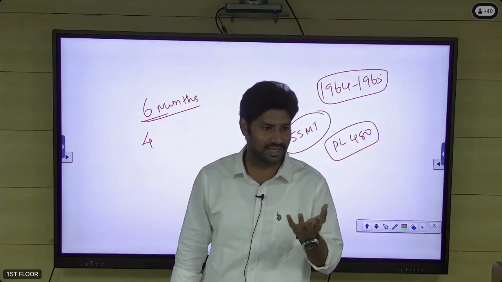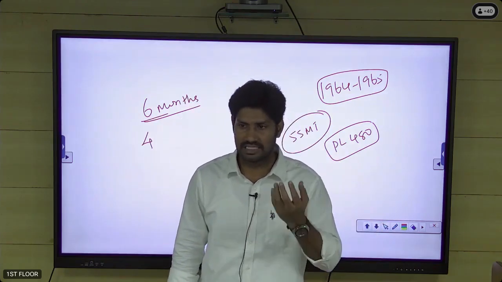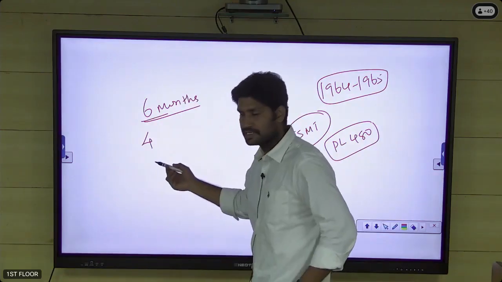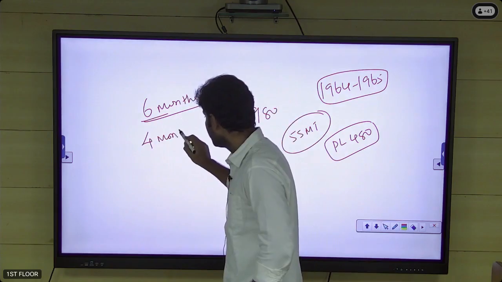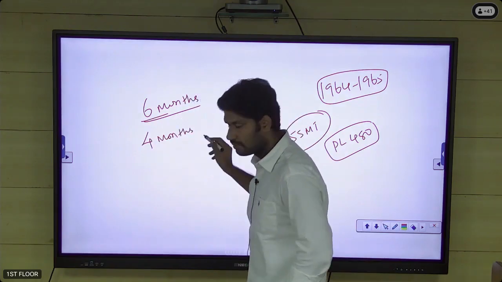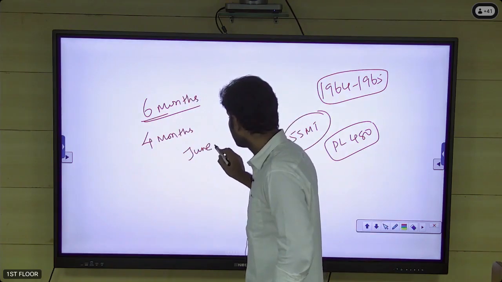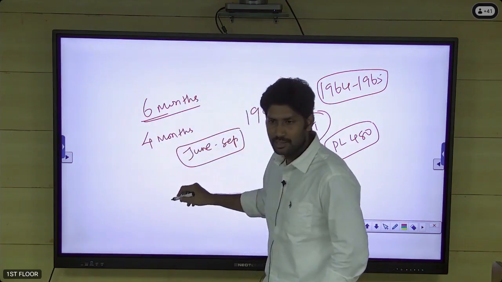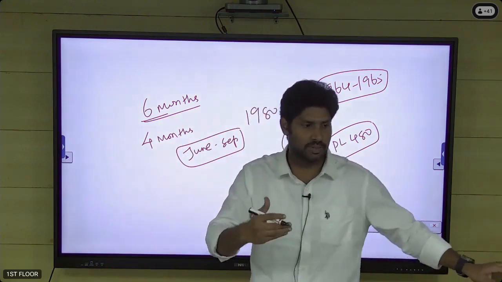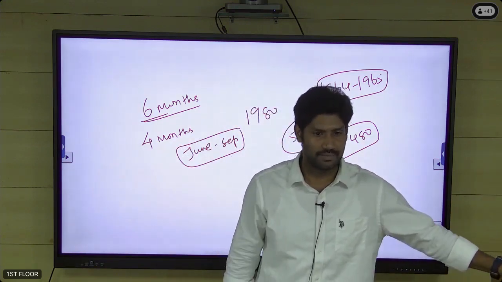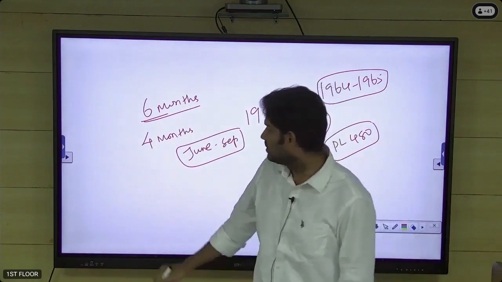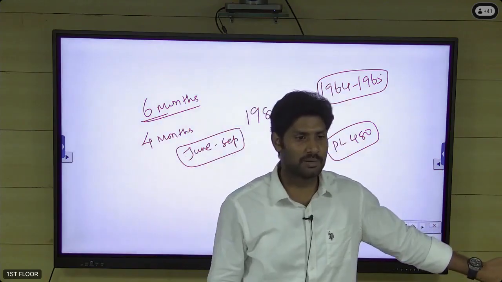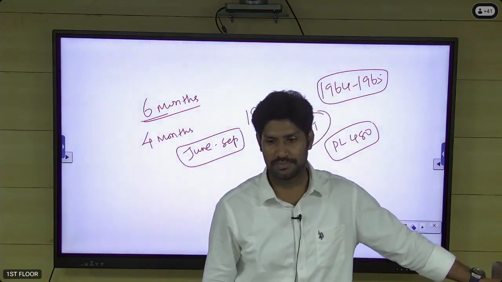It's called Miracle Rice, IR8 from the Philippines, and several wheat varieties from Mexico. Most of them are short duration varieties. With a 4 months crop, we can harvest the crop before October, since June to September is the 4 months period for the Kharif crop. So it is easy for us to take up the next crop in the month of October. Otherwise, the 6 months crop occupies June to December, so the next crop is not possible. Rabi crop is not possible.